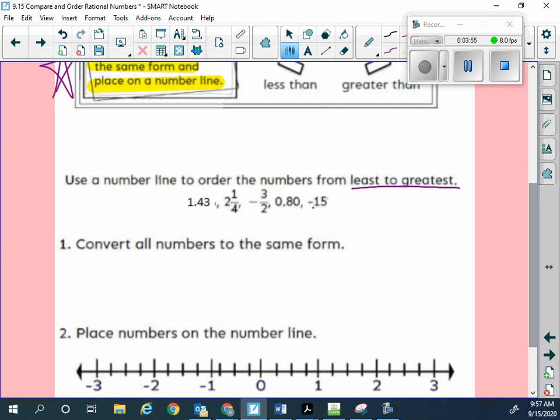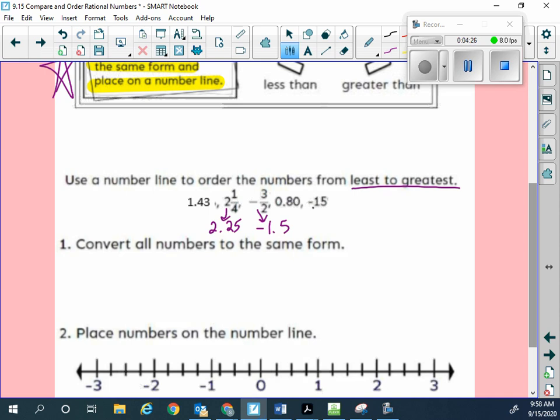2 1/4. What's 2 1/4? That's a decimal. 2.25. Guys, if I'm writing, you're writing. You have the paper in front of you. Negative 3 over 2 would be what? Negative 1.5. Okay? And then 0.80, and then the last one is negative 0.15.